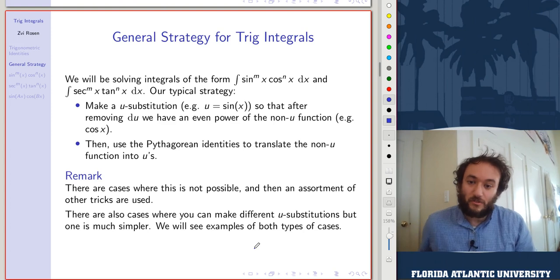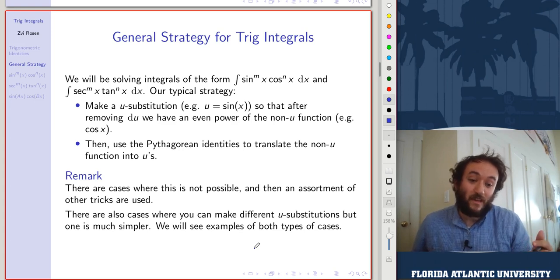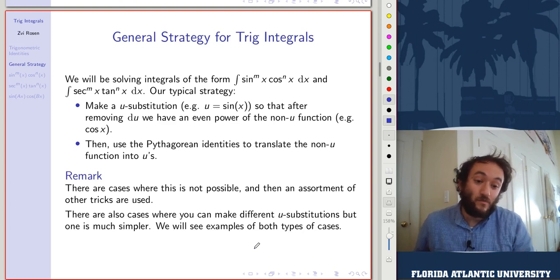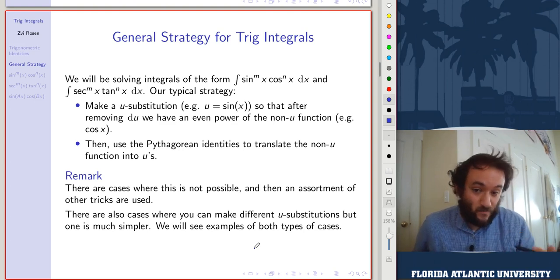Okay, so here's our general strategy for trig integrals. We're going to be solving integrals of the form the integral of sine to the m of x, cosine to the n of x dx, and the integral of secant to the m x, tangent to the n x dx. And our typical strategy has 2 steps. First, you make a u-substitution, so that after removing the du, we have an even power of the non-u function. Okay, so if our u was sine, then we want to make sure that whatever cosines are left come in even powers. Okay, so it'll be cosine squared or cosine to the 4th, etc.